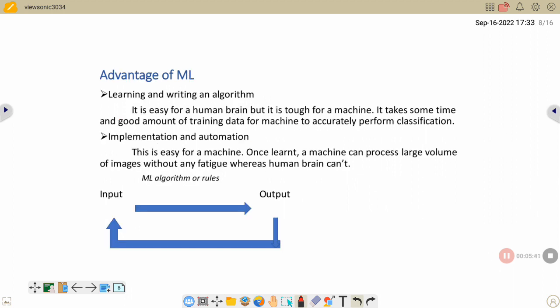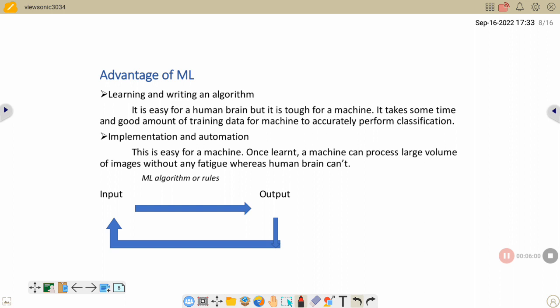Okay, coming to the advantages of ML. So here we can see learning and writing an algorithm. It is easy for a human brain to learn and write an algorithm, but it is tough for a machine. It takes some time and a good amount of training data for a machine to accurately perform classification.